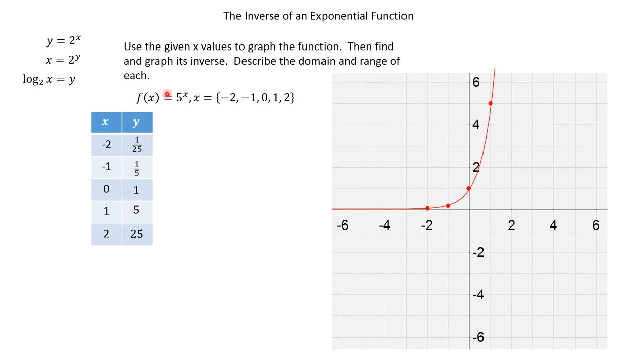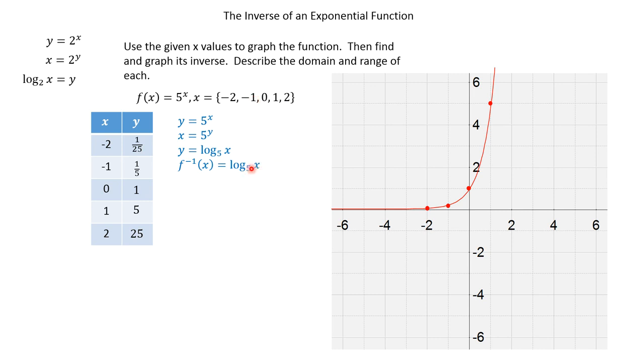Next, we can find the inverse. Well, we're going to find the inverse using exactly these same steps. In fact, it is exactly the same. Just replace the 2 with a 5, and you have it. So the inverse is just log base 5 of x. Well, we're not going to plug in these x values for the x because these are the x values for the function. They'd be the y values for the x.